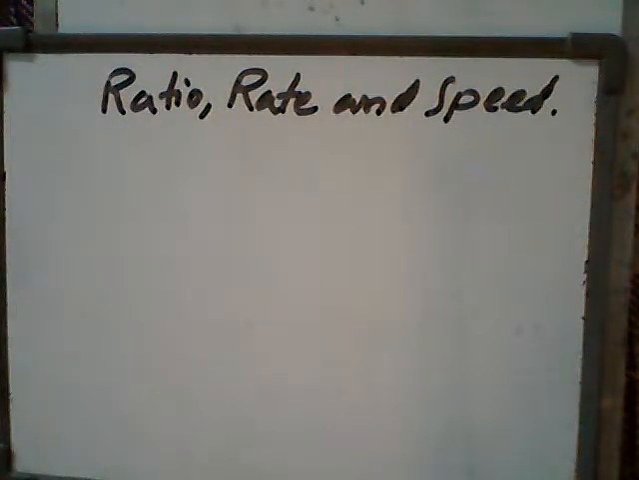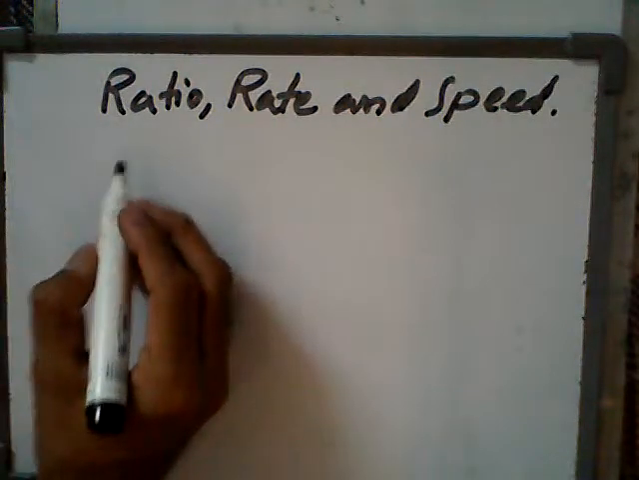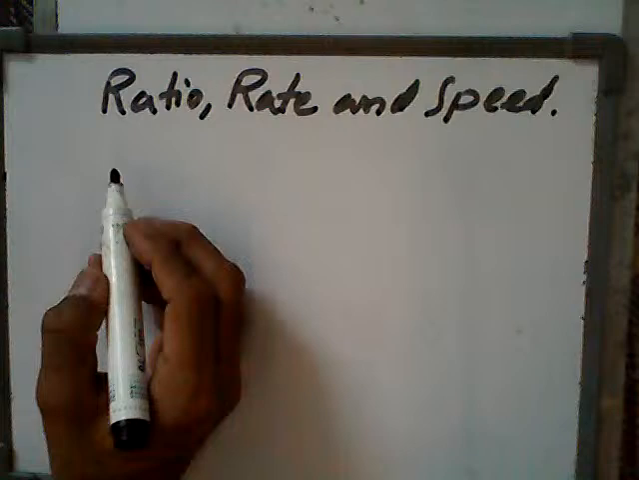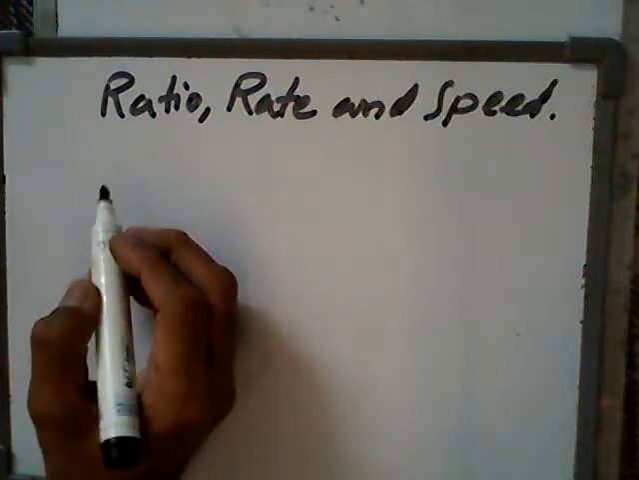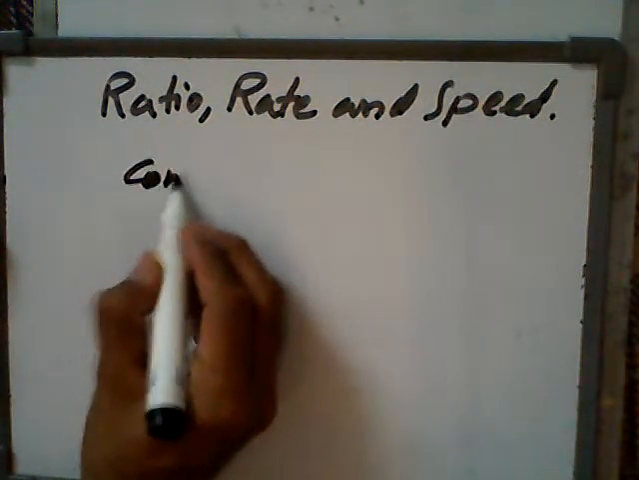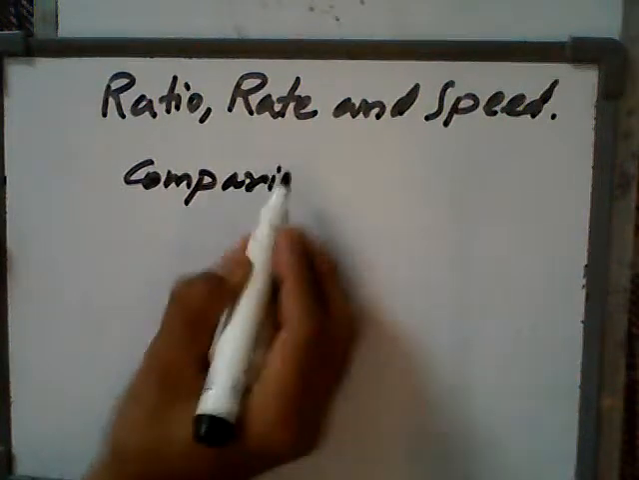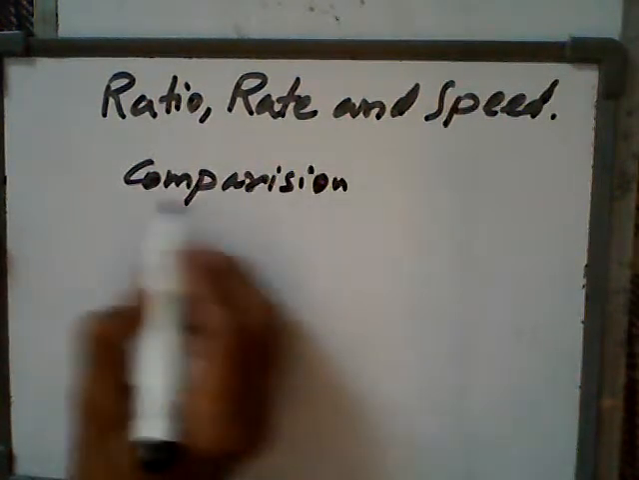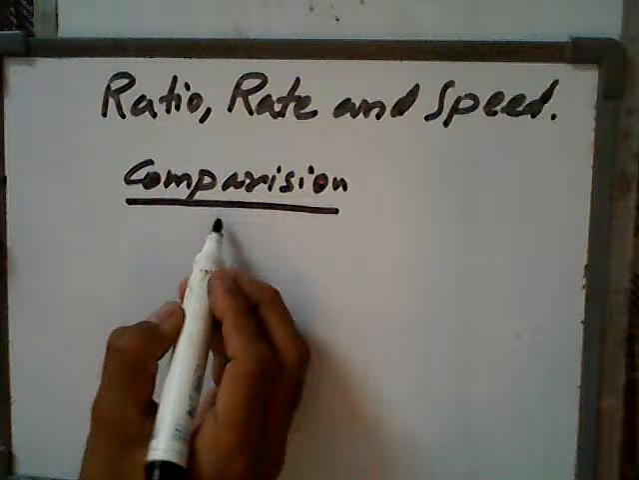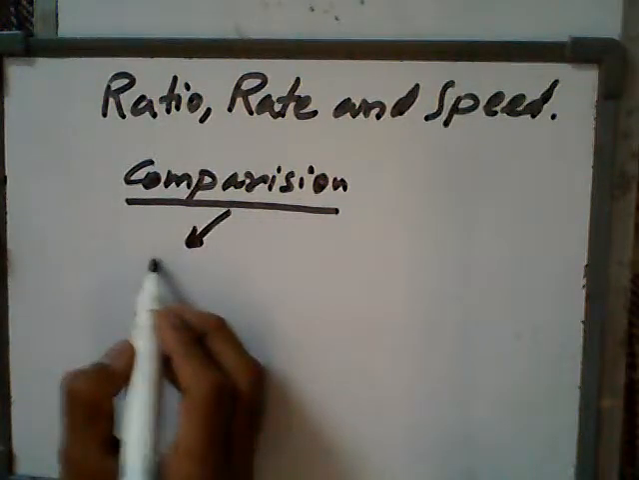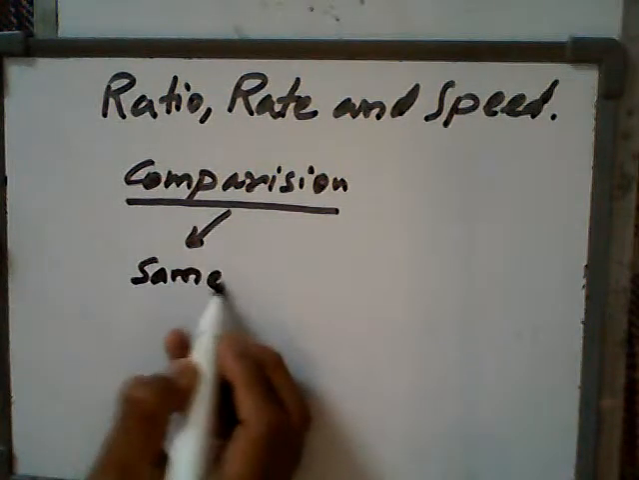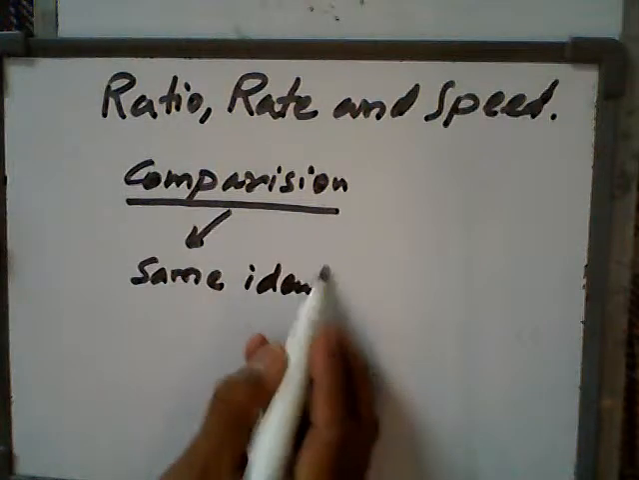Today our topic is ratio, rate and speed, and we will be discussing some equations and some of the problems related to ratio. First, we need to know what ratio is. Ratio is the comparison of two same identities, same things.